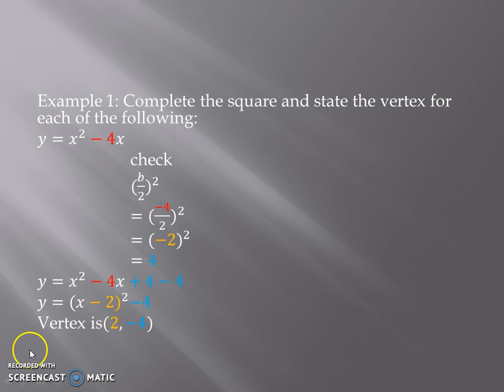No, because remember, this is x minus h. So if it's a minus h, the sign here is going to be the opposite. So if this was a plus, it was going to be a minus in real life. So if this was plus 2, it's going to be negative 2. And if this was negative, it's going to be positive.